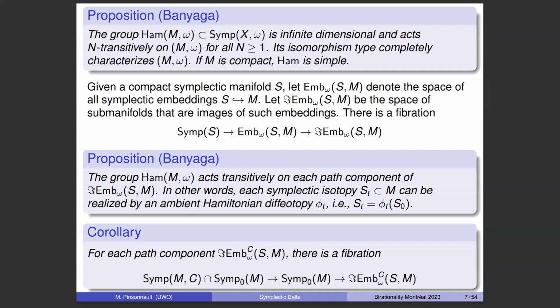Because it's only on components that this action of Ham is known to be transitive. Of course, it cannot be transitive on different components, because Ham is connected. So the corollary to this is that there is always a fibration, when you put the correct topology, from the connected component sim0 onto the set of images restricted to a specific component.